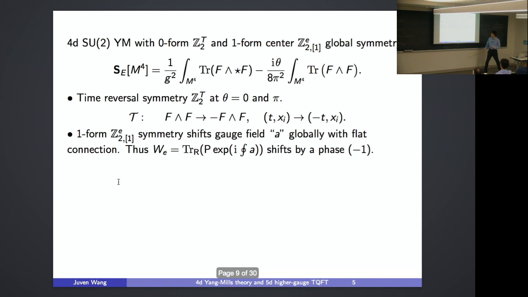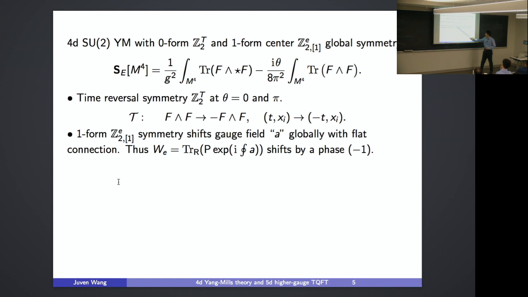Well, to fix the theory, we study the action, and we need to do the path integral. Of course, there's a gauge field. There's a coupling g for the kinetic terms. There's a topological term labeled by theta, and trace F wedge F. Okay, so time reversal is a discrete Z2 symmetry, transforming F wedge F to a minus sign. It only preserves theta equal to 0 and pi with 2 pi periodicity, while T will flip theta to minus theta, X preserves.